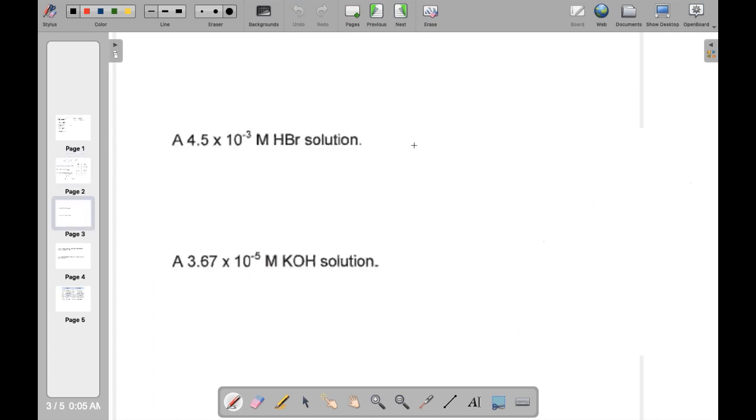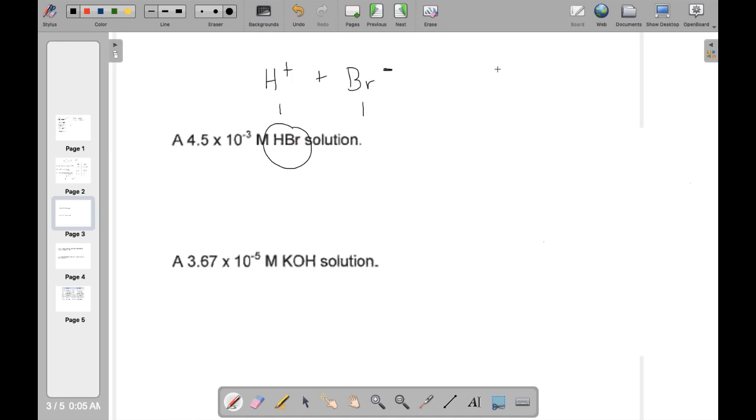Let's go down. On the next page, they wanted you to calculate the pH of these problems here. So we have a 4.5 times 10 to the minus 3 molar solution of hydrobromic acid. Yet again, when this dissociates, it will be your hydrogen ion plus your bromide anion. So that's a 1-to-1 ratio.